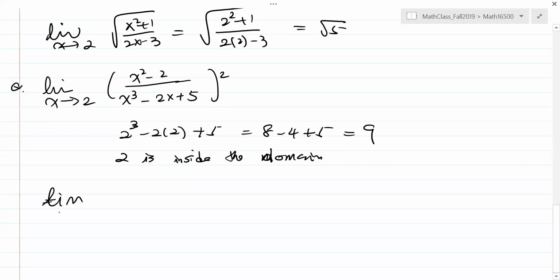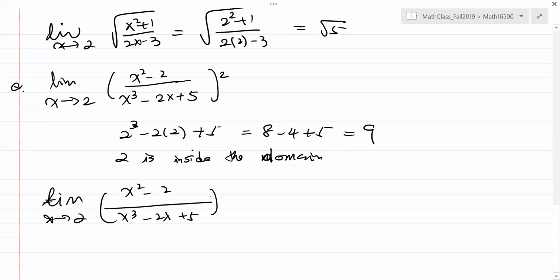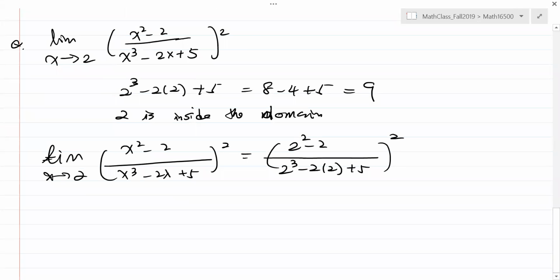So the limit is going to be 2 squared minus 2, over 2 cubed minus 2 times 2 plus 5, and square. Okay, so the numerator is going to be 2. The denominator, we already calculated that, it's going to be 9. That's 4 over 81. So this is going to be the limit.